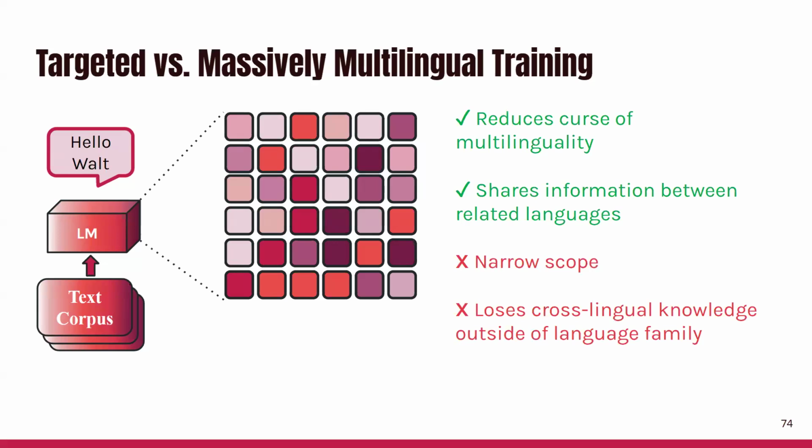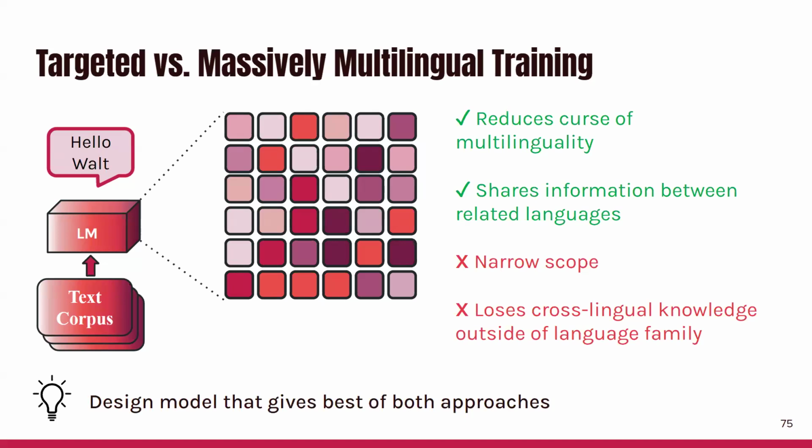But obviously, there are some drawbacks here, right? So the scope of the model is much more narrow than a massively multilingual one because now you're only training on a single language family. And because of this, you also lose some of the cross-lingual abilities that we've come to expect from multilingual models because you can no longer transfer information across this language family boundary. And so ideally, we'd like to design a modeling approach that gives us the best of both of these, right? So being able to pool information effectively for related languages, but still keep the cross-lingual benefits of massively multilingual training.